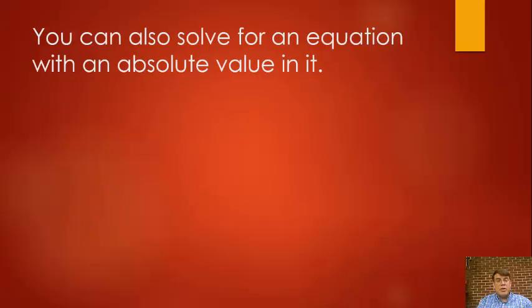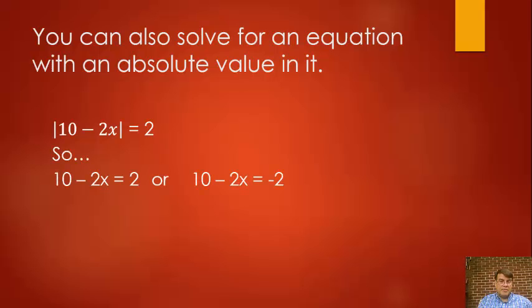Finally, you can solve an equation that has an absolute value in it. We evaluated by substitution in the previous slide. Now we're going to solve. So let's say you're given a problem. The absolute value of 10 minus 2x equals 2. How am I going to solve this? Well, since absolute value takes anything and makes it positive, then we know that there are two basic options here that would solve this equation.